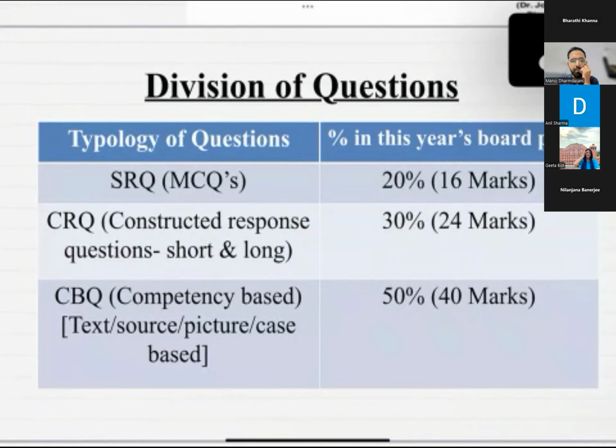CRQ has been reduced from 40 to 30%, that is 24 marks. And the competency-based question category includes multiple options, or we can say multiple categories. It includes text-based questions, source-based questions, and picture-based questions, which have now become a very trendy thing in the business studies paper. It has become a trend that on a continuous basis for the last 2 years, we are getting picture-based questions. This year's sample paper has also given this particular category, that is picture-based questions.